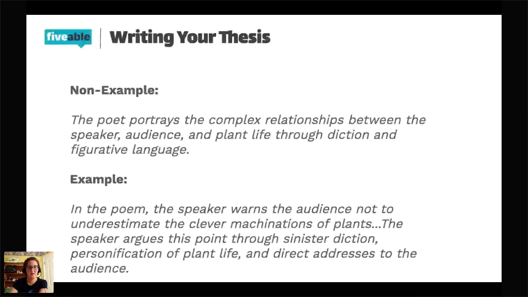So instead of being really vague and saying complex relationships, they mention what that complex relationship is. They're warning the audience not to underestimate the plants. And then they tell you how this person does it: sinister diction, personification, that specific type of figurative language, and direct addresses to the audience. So that's an example of a pretty decent thesis. Remember, you only have 40 minutes to write, so nothing's going to look perfect. If this looks wordy to you, it is a little bit wordy. That's okay. They still got an 8. So that's an example of a good, or at least decent, thesis statement.